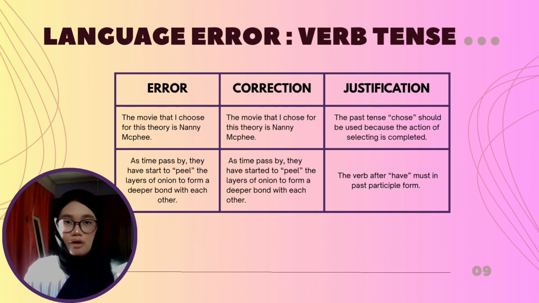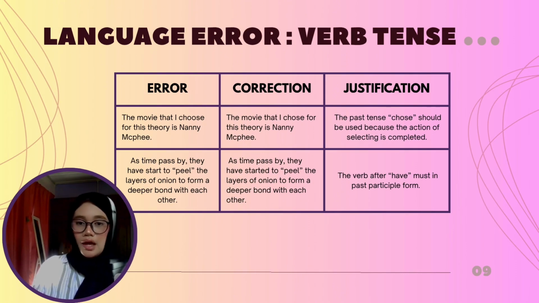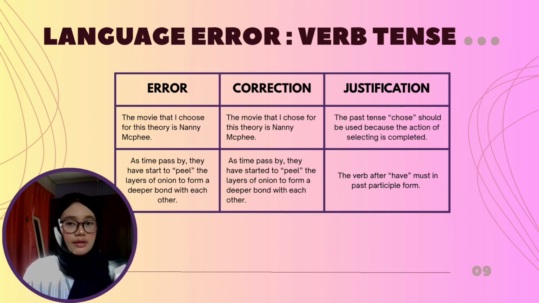Let's examine how verb tenses were used in the report. In the first error, the student wrote "the movie that I chose." I corrected this to the past tense "chose" because the action of selecting the movie happened in the past and is completely finished. Looking at the second error, the original text states "they have start to peel."